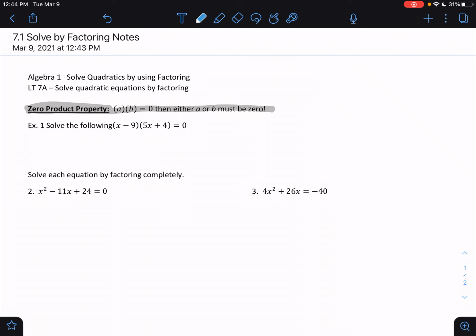So what that's saying is that one set of those parentheses must be set equal to 0 at a time. So one at a time. I mean, you could have both of them, but that's not going to help us solve.